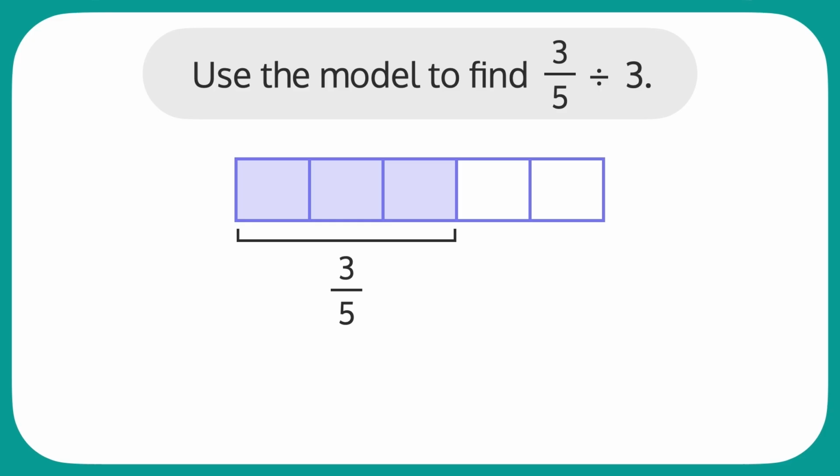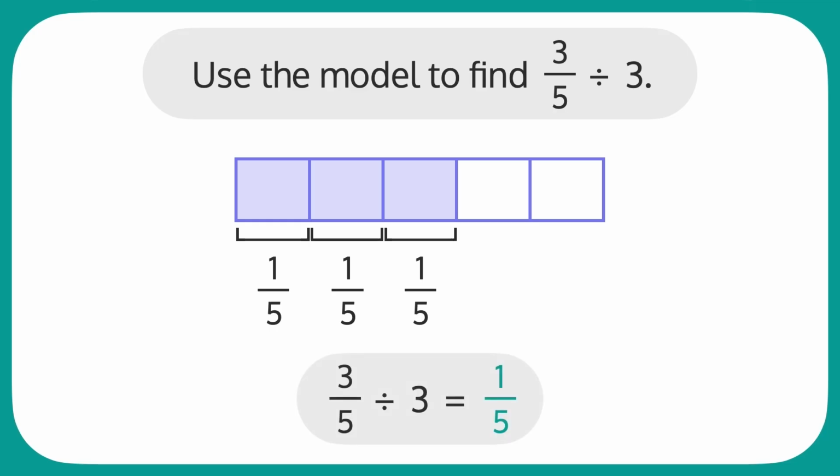Let's use the model to find 3/5 divided by 3. How can we use our model to show division? We can make equal groups. The 3 tells us how many equal groups to make. By dividing 3/5 into 3 groups, like this, we can find the size of each group. Each group is 1/5 in size. So 3/5 divided by 3 equals 1/5.